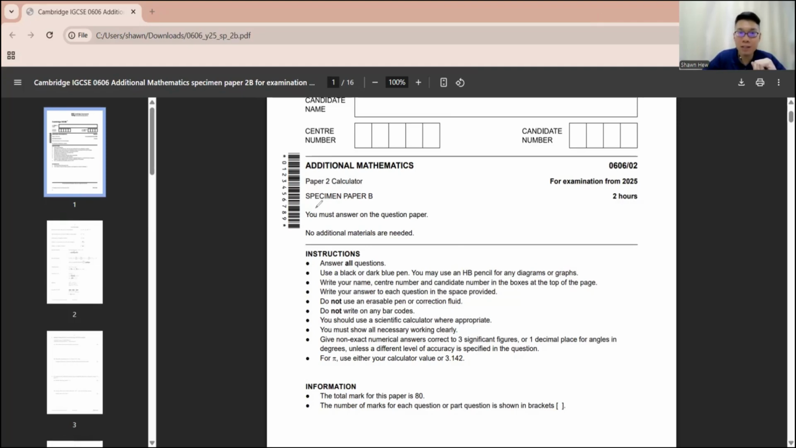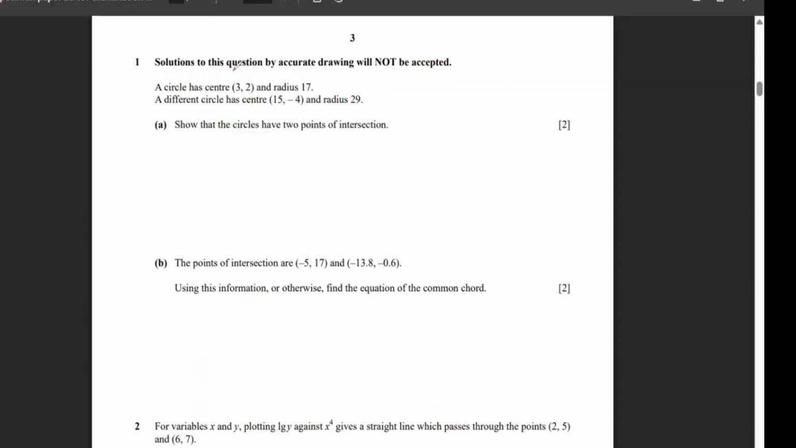Today we will go through Specimen Paper 2 for 2025. This is a calculator paper. Let's go. The first question is related to circles.